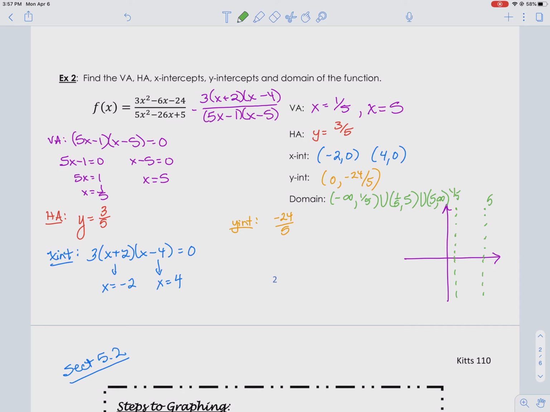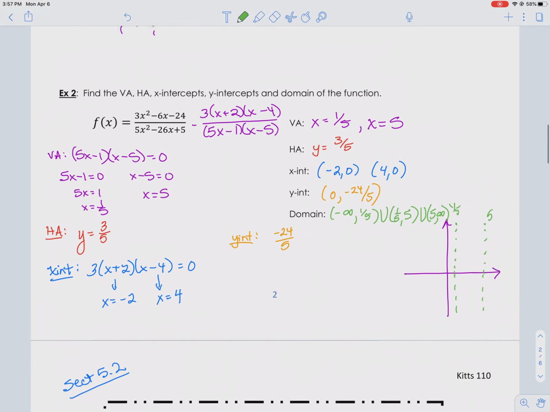So we're going to take a break and let you review what we just did, and then we will start doing our steps to graphing.